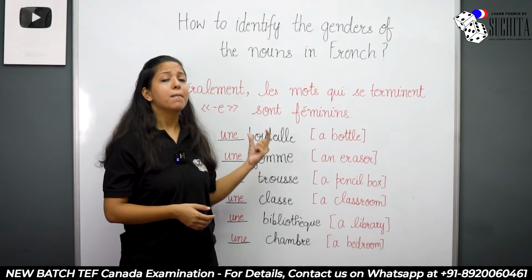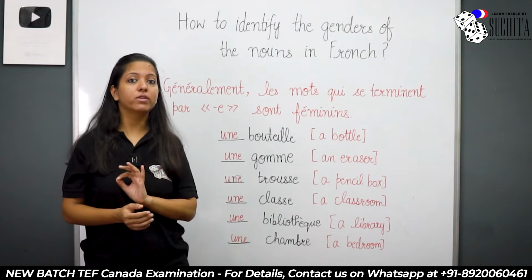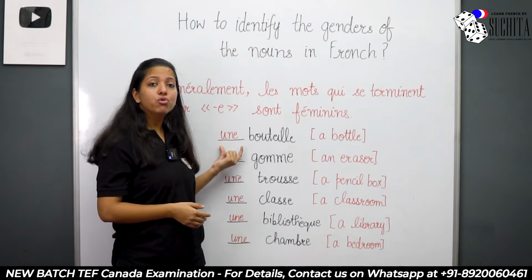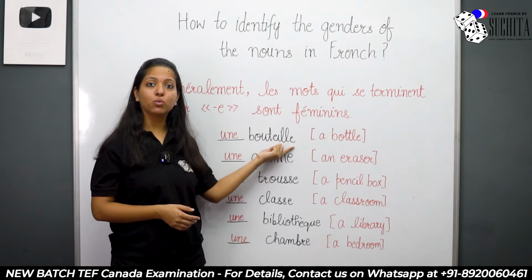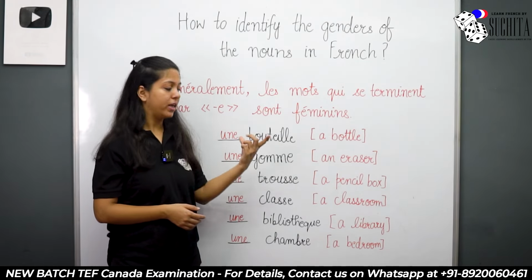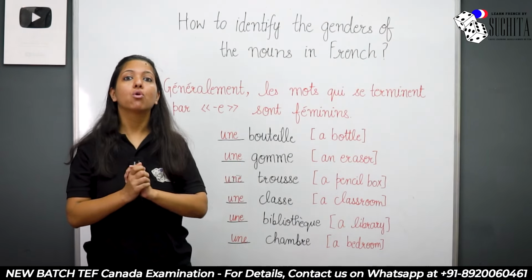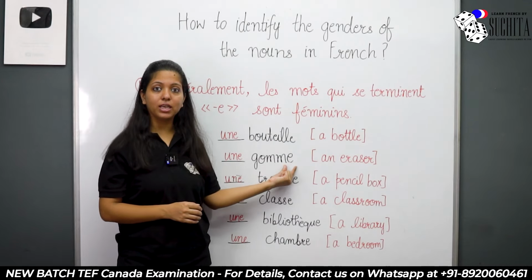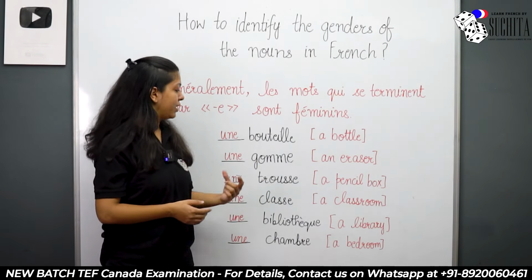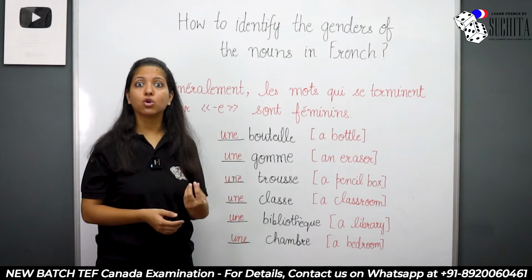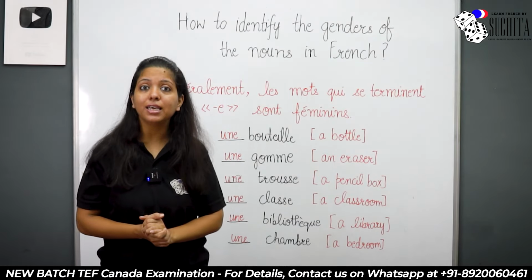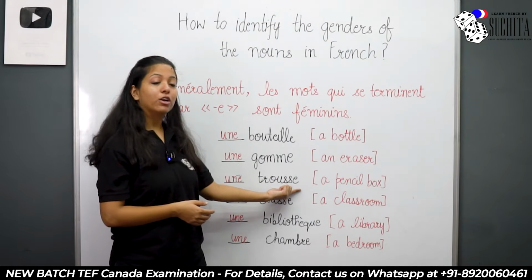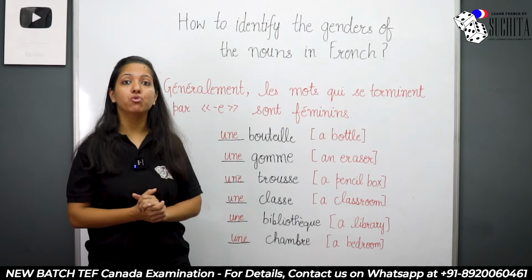The first one is bouteille, which means bottle. So we say une bouteille, reason being that it ends with E. The next one is une gomme. You see gomme ends with E, so une gomme. The next one is une trousse. Trousse again ends with E, and trousse means a pencil box or a pencil case. That also ends with E, that's why I'm putting une.